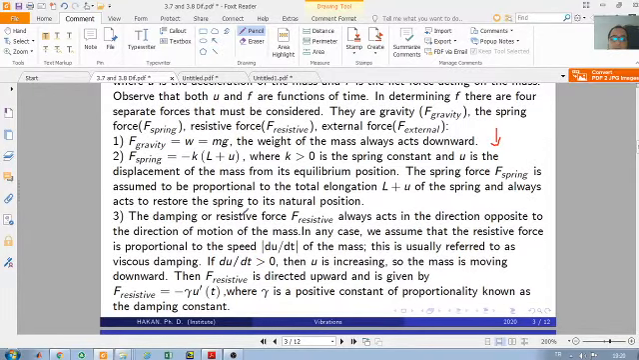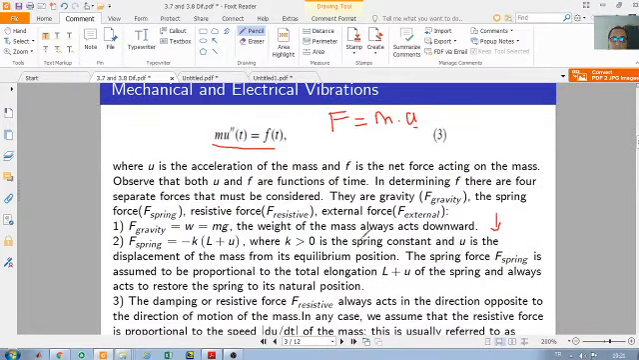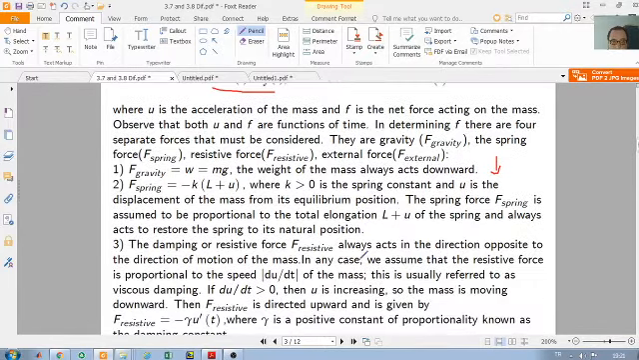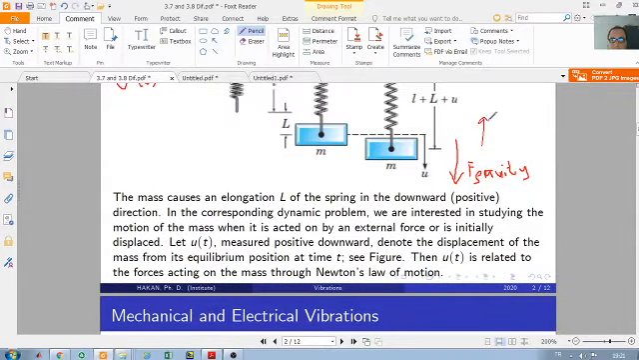And the damping or resistive force always acts in the direction opposite to the direction of motion of the mass, namely the third one. The resistive force is in the opposite direction. Also the spring force, F spring.